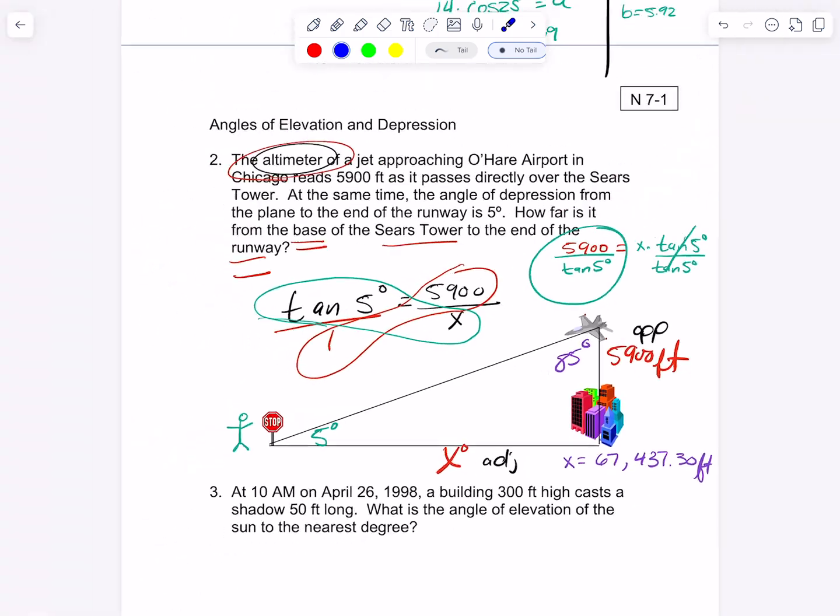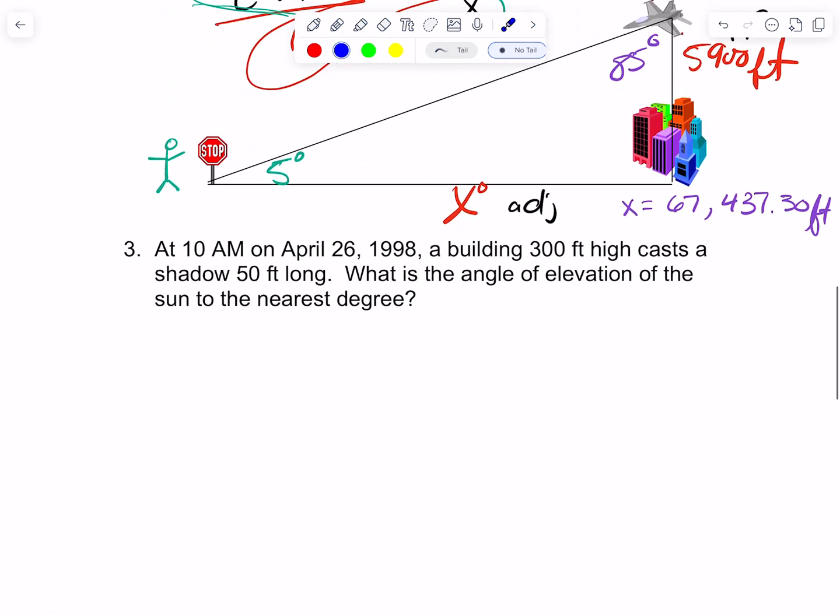So it makes sense. All right. Guys, I want you to draw a picture for number 3. Remember how I told you how to draw the triangles? Draw it. You got it. You're the best around.